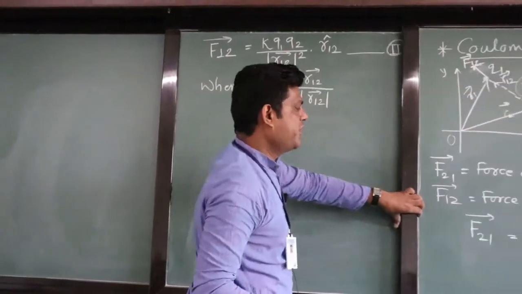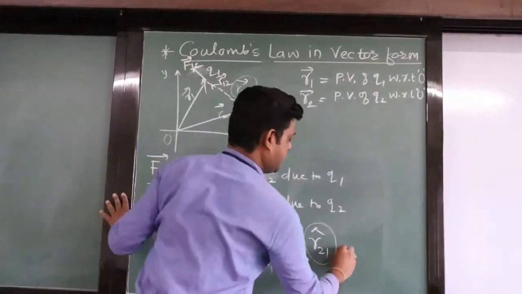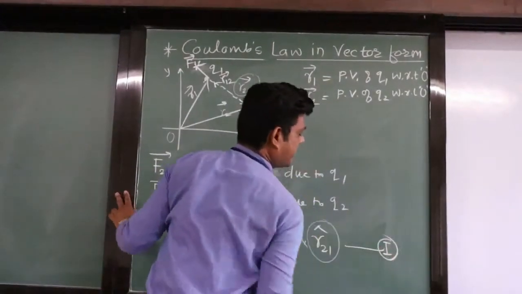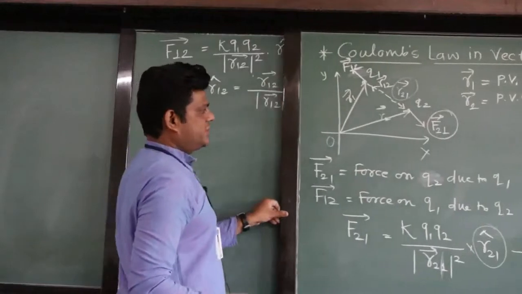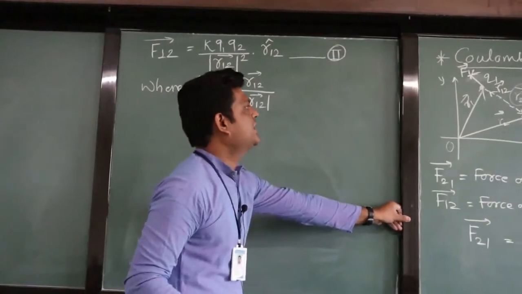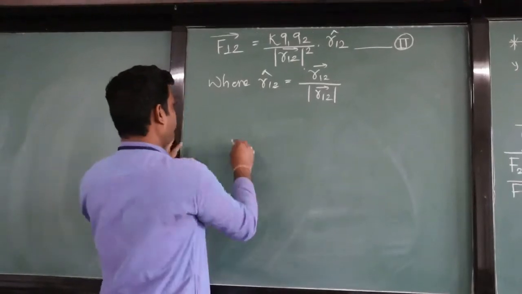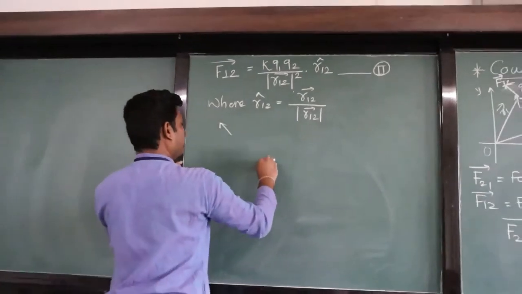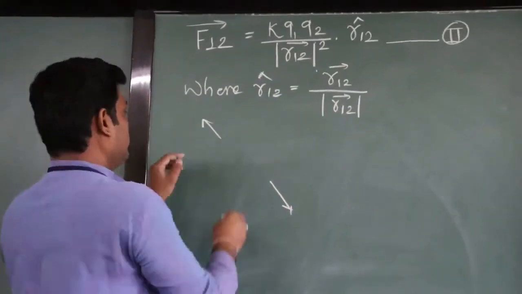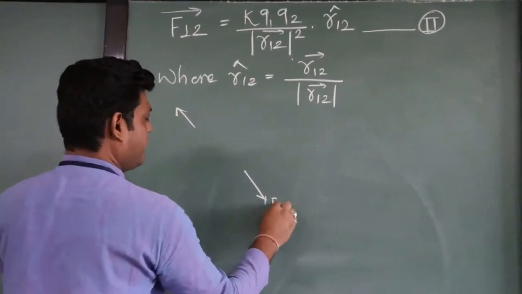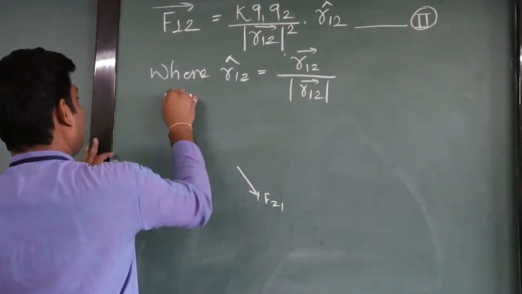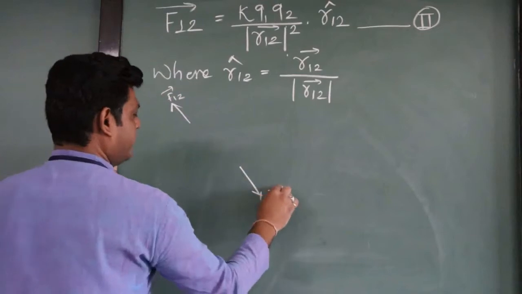F21 is equation number 1. See students, the next question: in the diagram we studied, F12 and F21 are both shown. This is F21, this is F12 in the diagram.